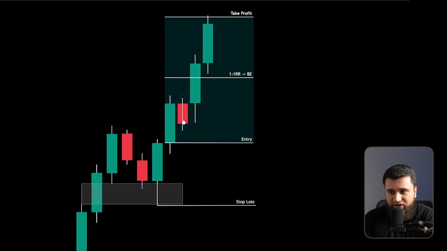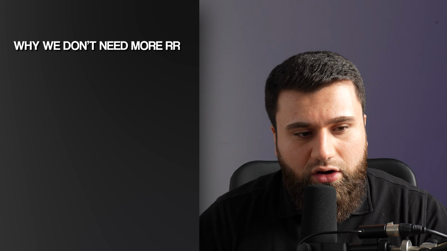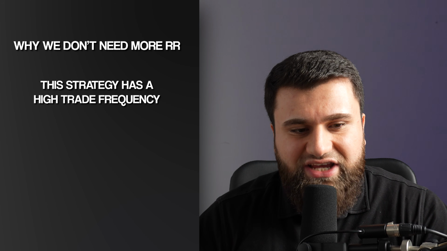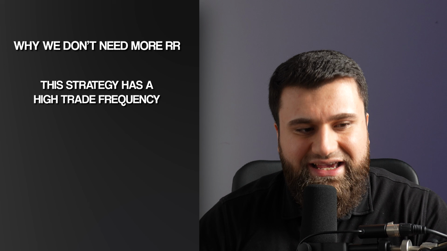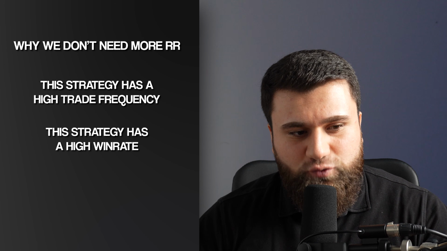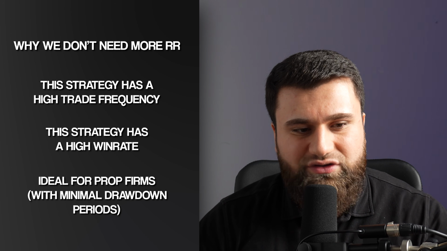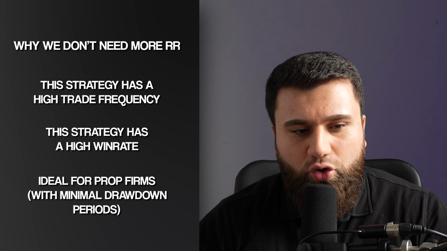Because right here, for example, you can see we had a pullback, and then the continuation, you would expect momentum to drive through and hit your 1-to-2 risk reward. And that is always the minimum that you will target with this strategy. The reason why we don't need to aim for more RR is because this strategy has a high trade frequency and high win rate across the three assets we will be trading. And that's why this strategy is ideal for prop firms, because you will have consistent profits with minimal drawdown periods.